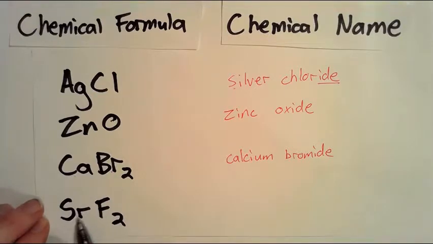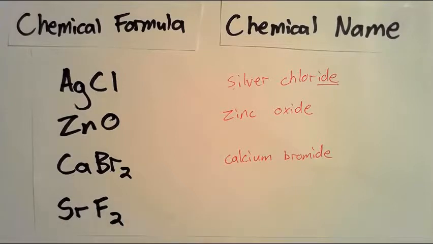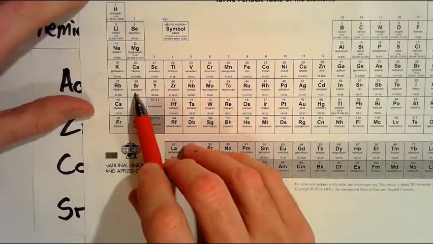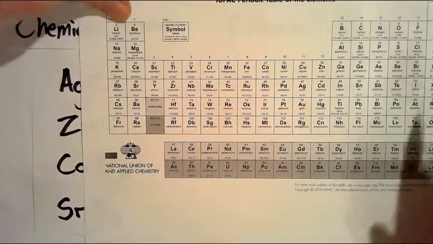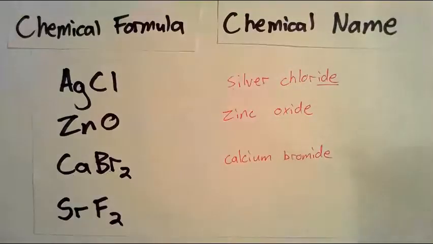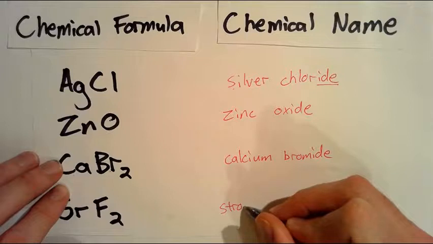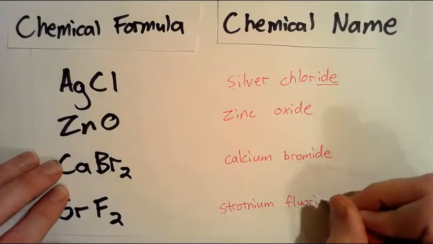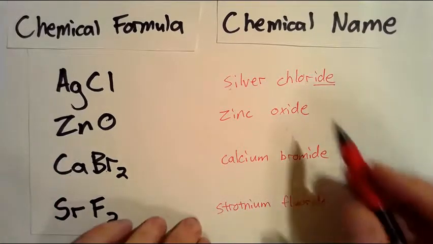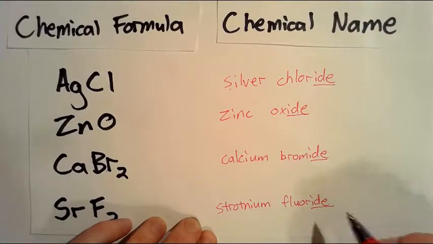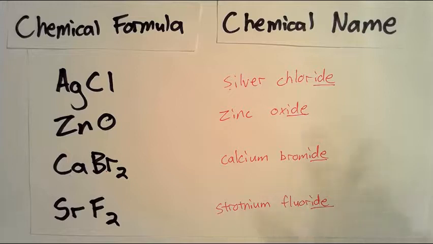This one here is SrF2. So again, the 2 doesn't make a difference. And I know from my periodic table that Sr is strontium and the F is fluorine. So this is going to be strontium fluoride. Notice that these all end in "ide", and all ionic compounds will end in "ide", I-D-E.